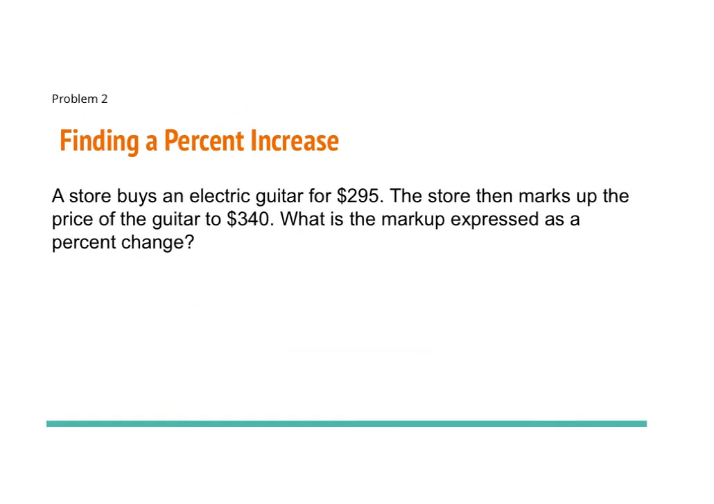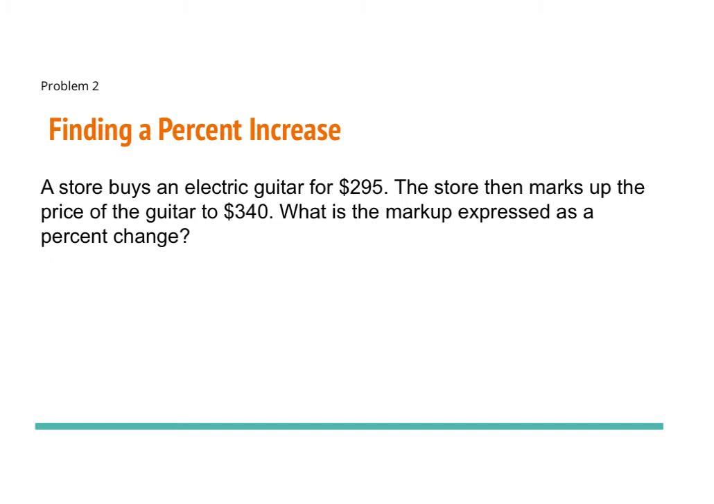Finding a percent increase. In this case, we're going to do the same thing. We're going to label our new and our old values, and then set up our equation. A store buys an electric guitar for $295. The store then marks up the price of the guitar to $340. What is the markup expressed as a percent change?